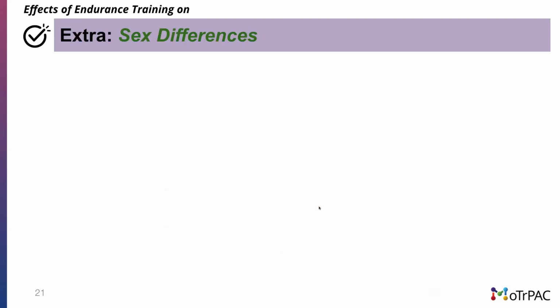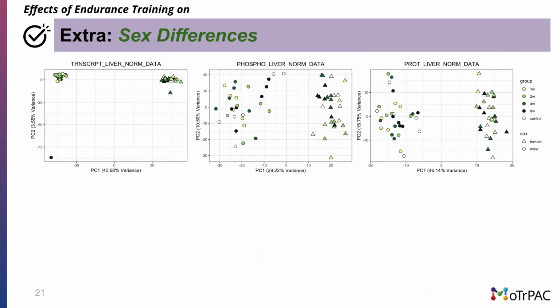The extra aspect that I wanted to comment on is the sex differences. As you can see here, we did the typical PCA, so when you get all the samples, in this case for transcriptomics, phosphoproteomics, and the protein abundance. And when we saw this originally, imagine this without the colors, it was like, oh my God, we have batch effects. What is this, right? So we might have failed here somehow, right?